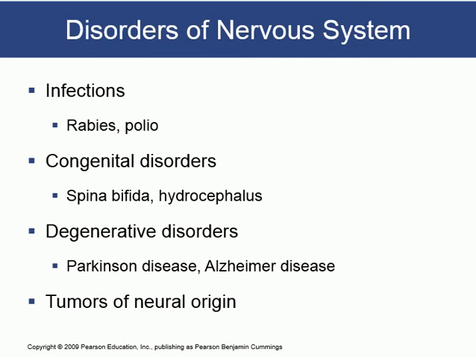Some other problems with the nervous system include infections, like polio and rabies. What happens in polio? Is it an infection, viral or bacterial? It's viral. And what does it affect? It destroys the anterior horn. What's the anterior horn doing? Is it sensory or motor? It's motor. Did you forget this?